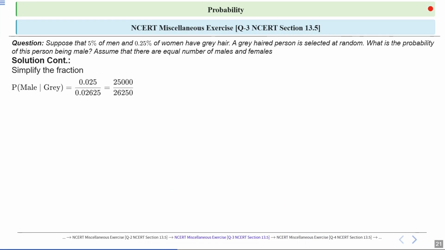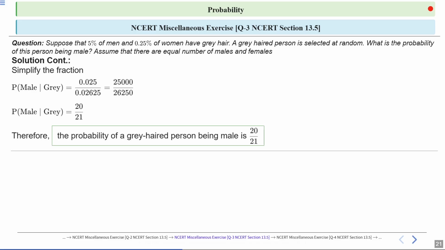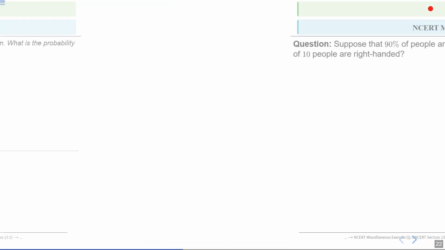Now simplify the fraction. Probability of male given that grey haired equals 0.025 divided by 0.02625, which is equal to 25,000 divided by 26,250. So probability of male given that grey haired equals 20 divided by 21. Therefore, the probability of a grey haired person being male is 20 divided by 21. So I hope it's clear to all of you. Now let's move to the next question.